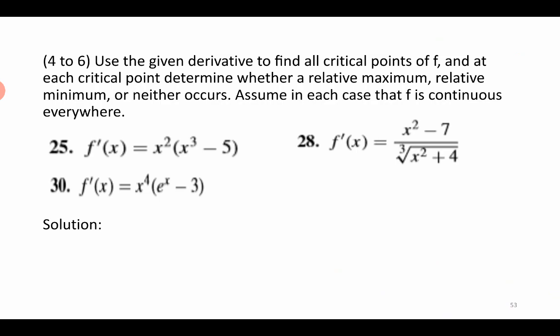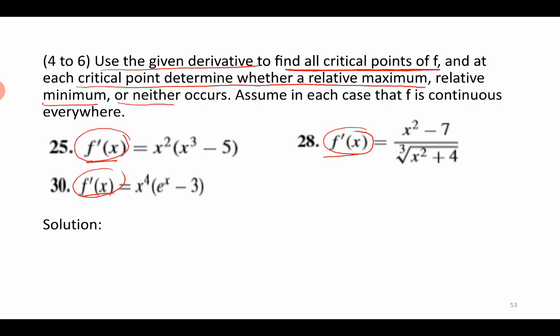Use the given derivatives. So you are given first derivatives, three problems with the first derivative. Use the given derivatives to find all the critical points of the function. Critical points; they never classify into stationary or critical here, just critical points. And at each critical point, find the relative maximum, relative minimum, or neither. So only the first derivative test we are going to use, because we are given first derivatives.